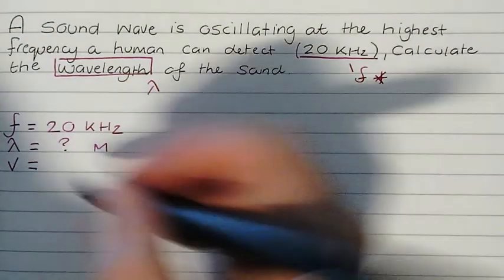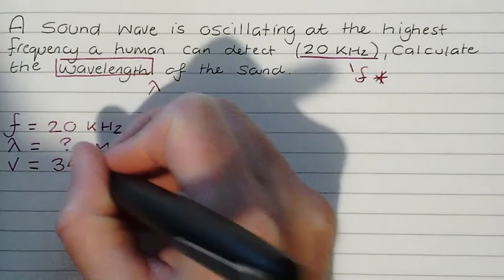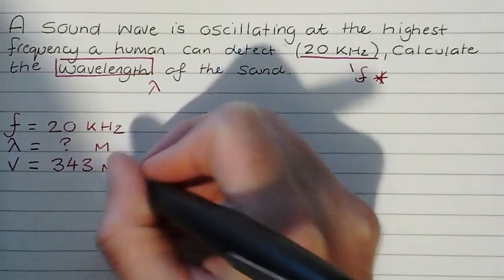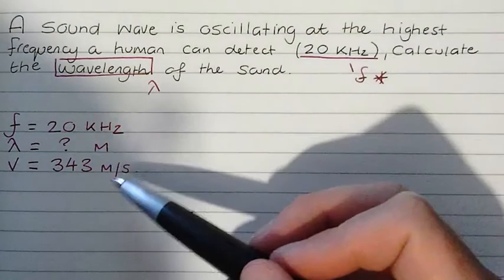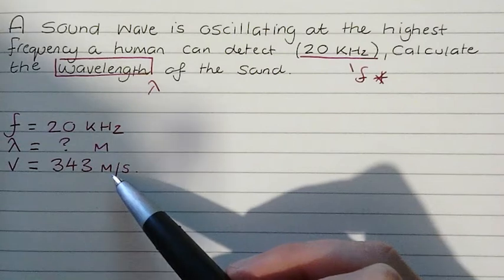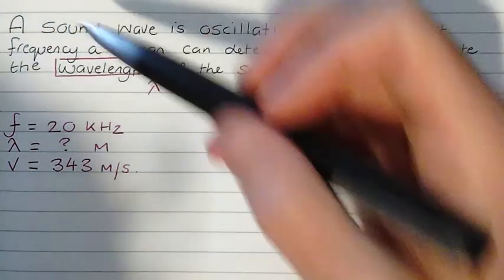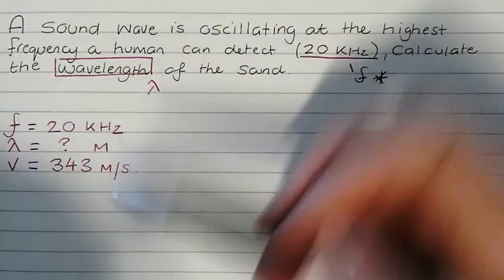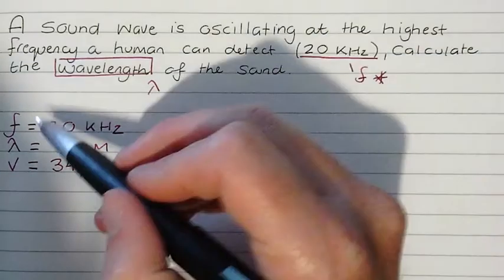So we got 343 meters per second as the velocity. Okay, you wouldn't be expected to remember that. It's a good thing to know, but you wouldn't be expected to remember that. I just thought I'd put that in so that you can remember that these equations all link together. So we've got our data extracted.